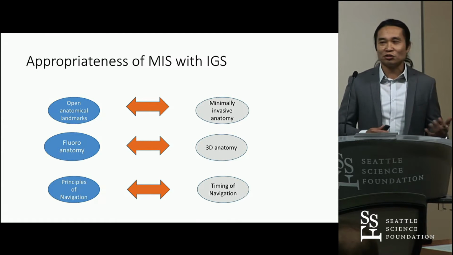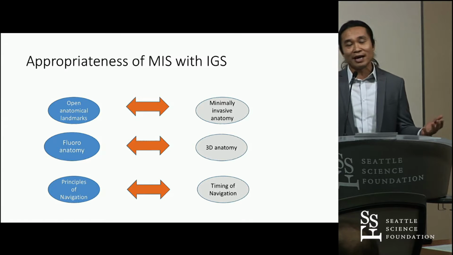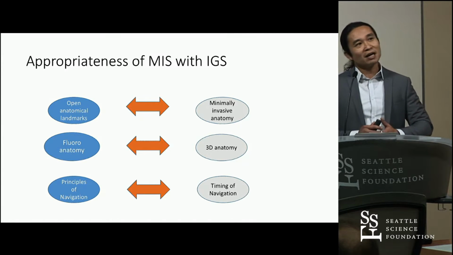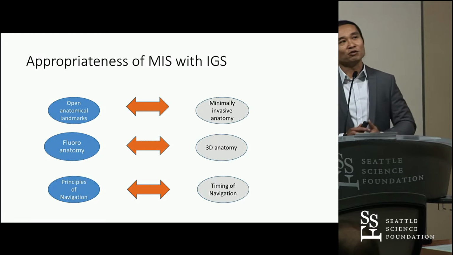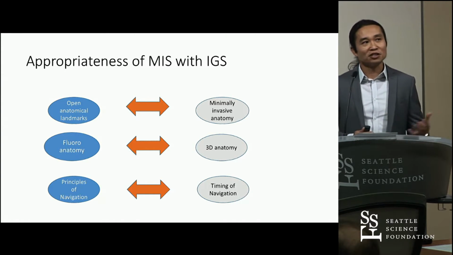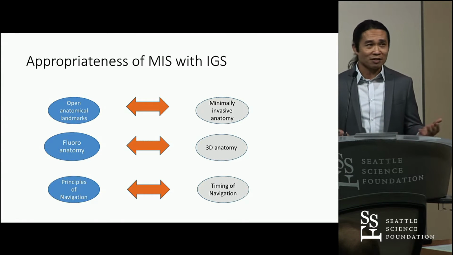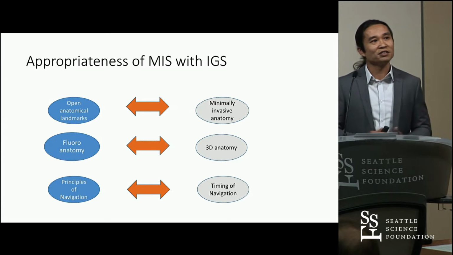When I do my procedures, I have to be able to flip between fluoroscopy and 3D anatomy. Sometimes I use 3D anatomy to confirm placement of screws. Other times I'll use fluoroscopy anatomy to confirm placement of screws. And really understanding the principles of navigation. We talked about line of sight, reference points.